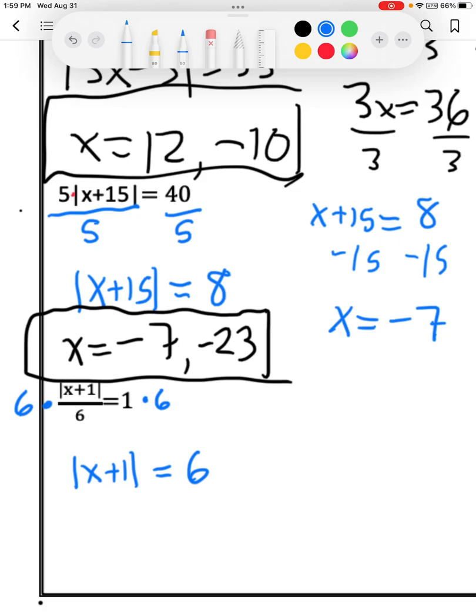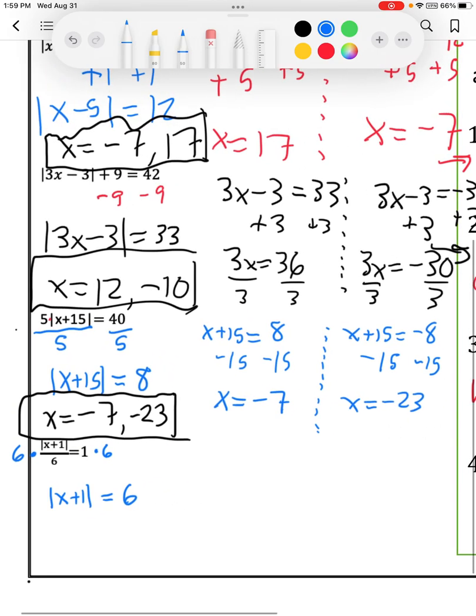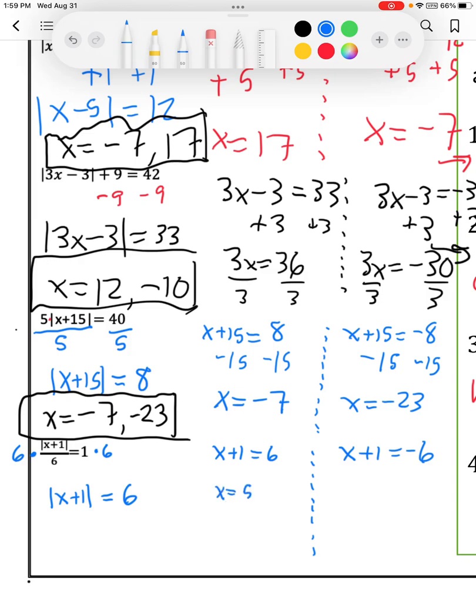From here, we can go ahead and split it into two separate equations. We get x plus 1 is equal to 6, and x plus 1 is equal to negative 6. Split it into two equations. That'll give us x is equal to 5 and x is equal to negative 7.